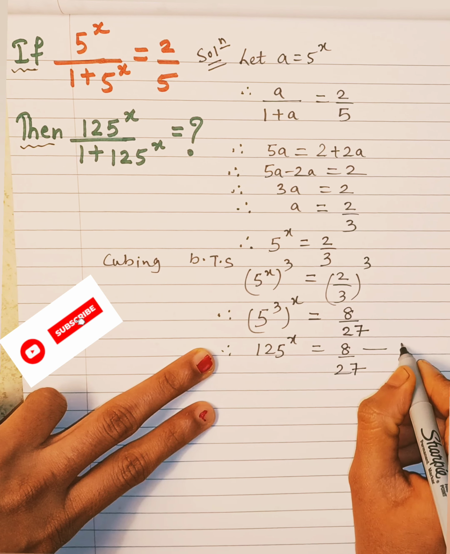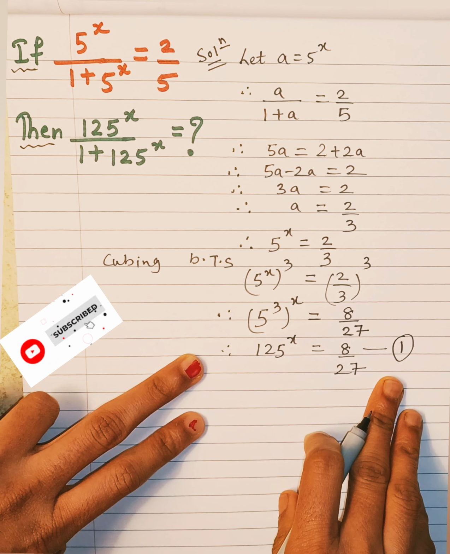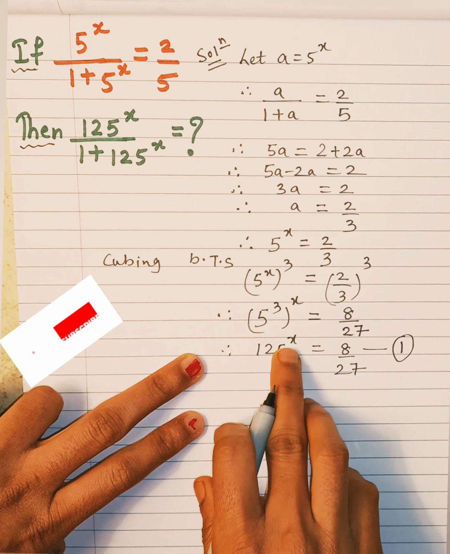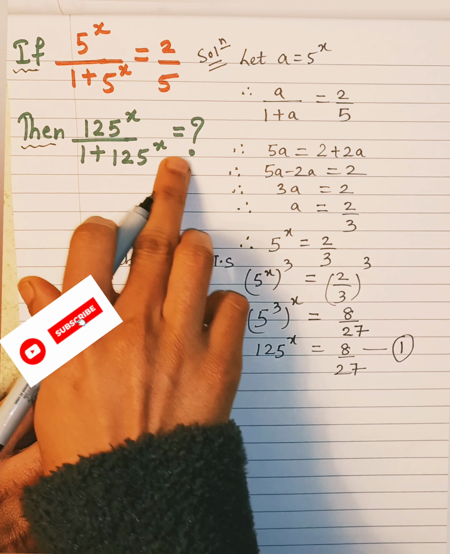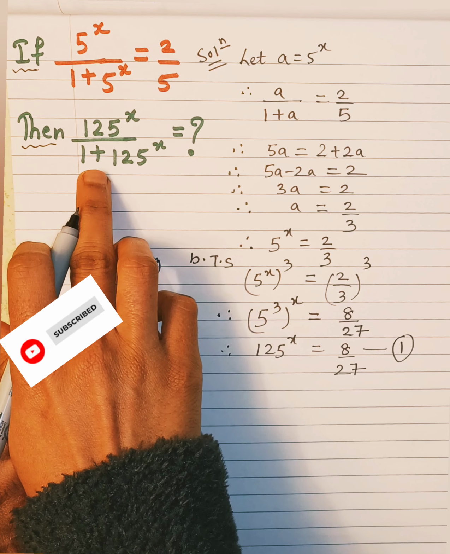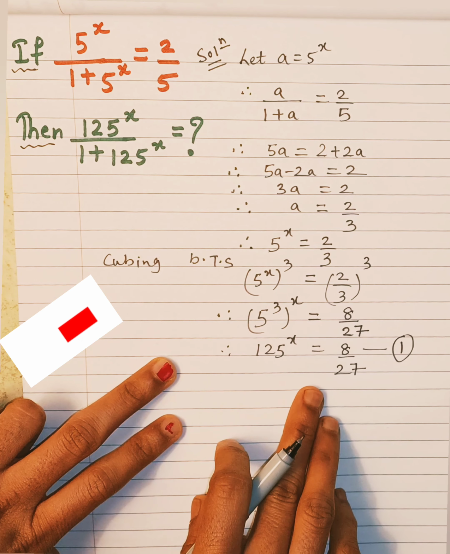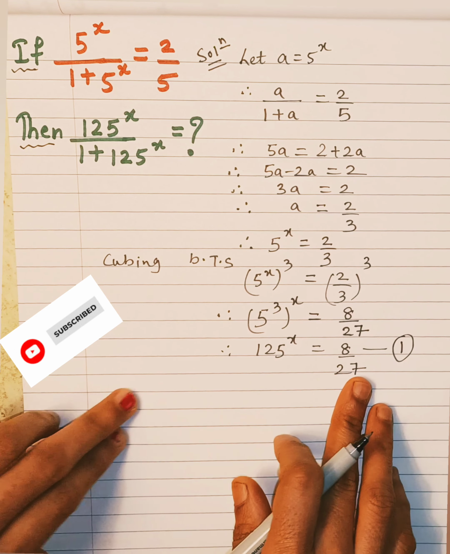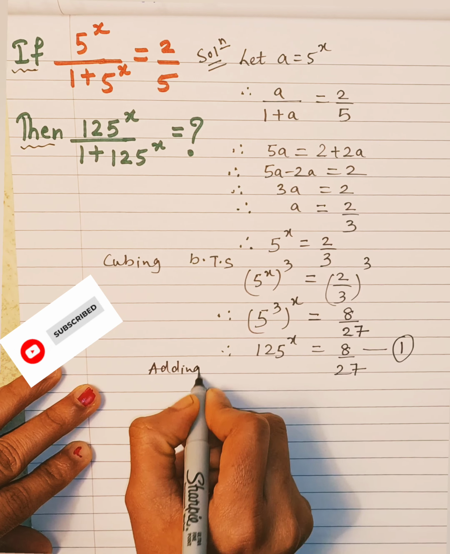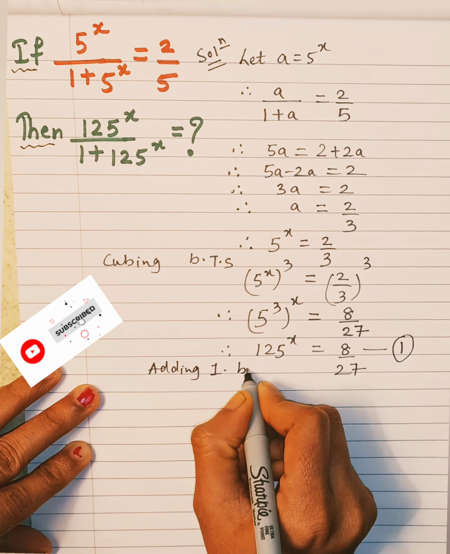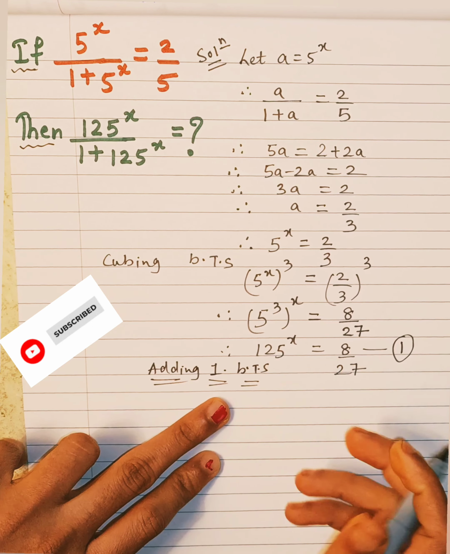Now this is our first equation. So I have got the value of 125 raised to x. Now we want the denominator part, and that is 1 plus 125 raised to x. For getting this part, we need to add 1 both the sides. So now in this equation we will add 1 both the sides.